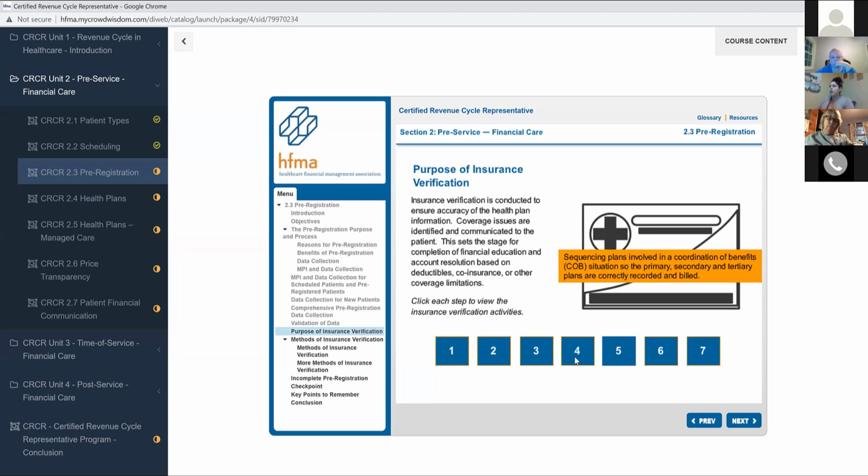Recording patients' out-of-pocket liabilities such as deductibles, copays, coinsurance percentages, and coverage limitations. The patient's maximum out-of-pocket liability, pre-authorization or pre-certification requirements, and referring the patient for financial counseling or financial assistance as necessary. This could be one of those slides where I know it's kind of annoying with the numbers, but just mark it down because there may be a question related to the numbers 1 through 7.